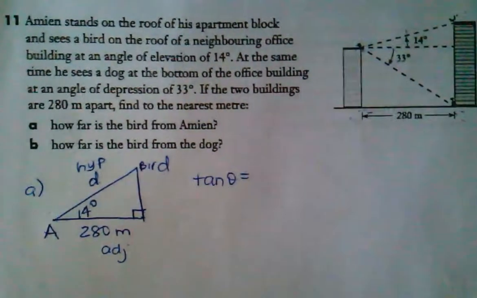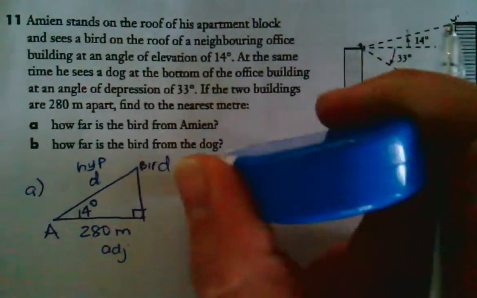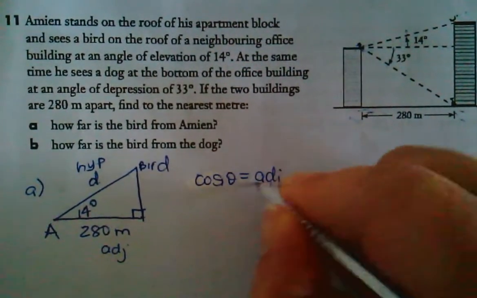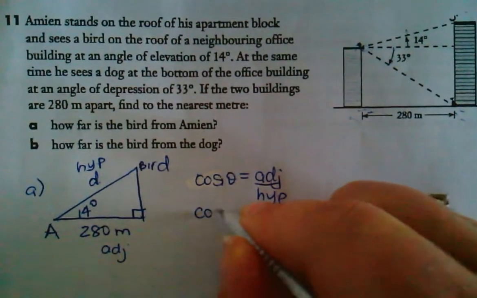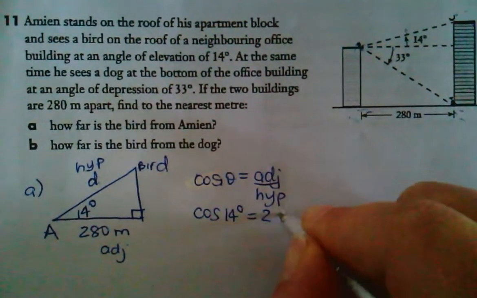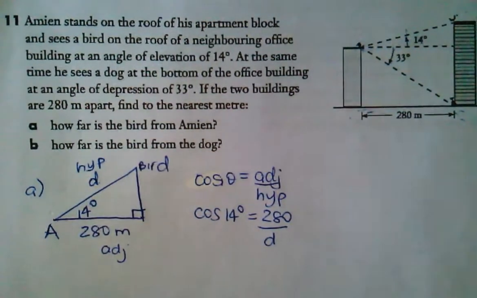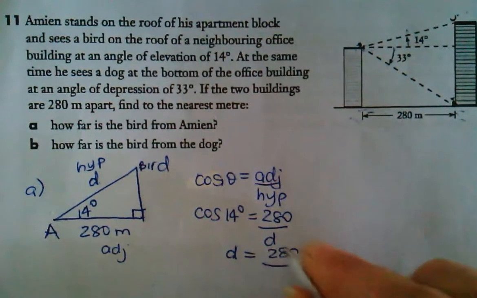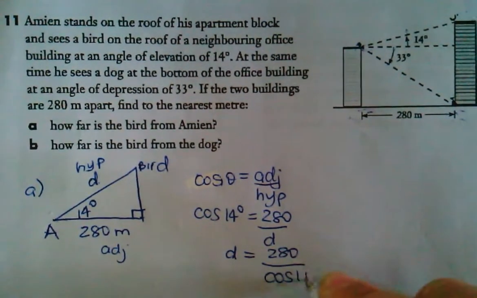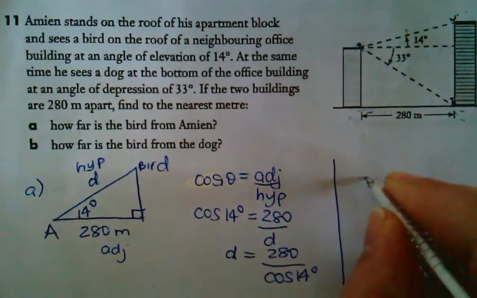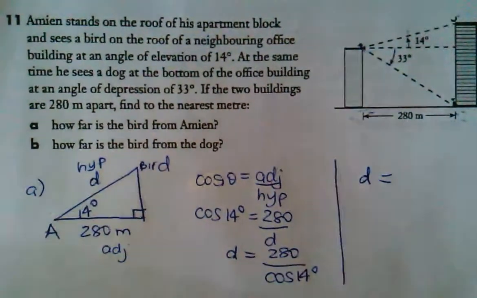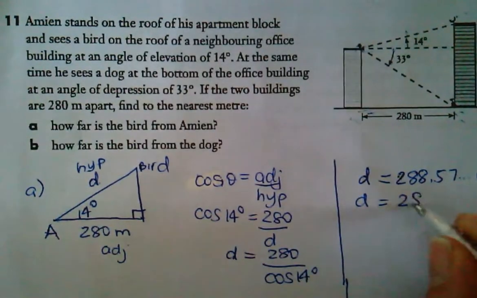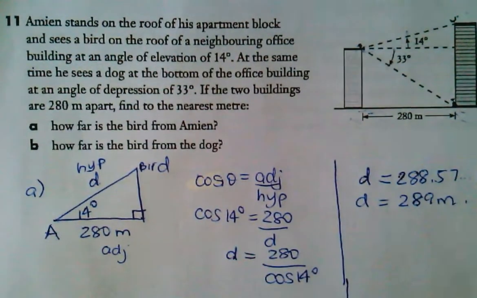Okay, so we've got tan theta. No, it's not tan, it's cos. Cos theta, because we've got adjacent and hypotenuse. Cos theta is adjacent over hypotenuse. Cos of 14 degrees is 280 over D. The D is on the denominator, so I swap diagonally. 280 over cos 14 degrees, and the answer is 288.57 or 289 to the nearest metre.